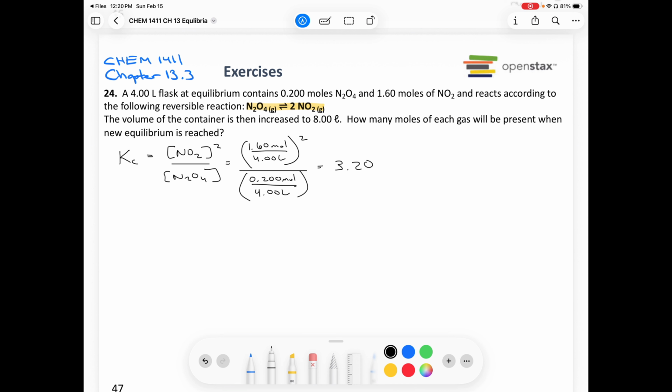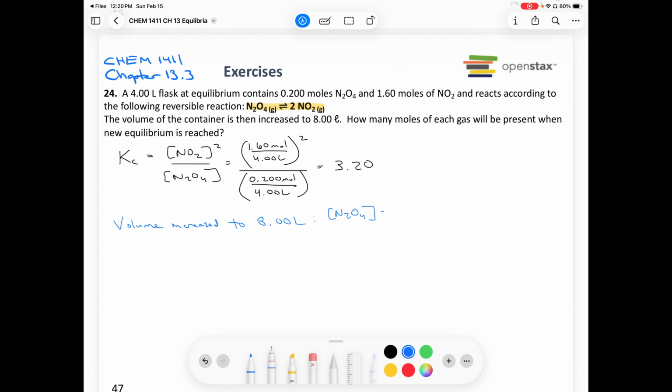And so now what we're going to do is we're going to increase the volume from 4 liters to 8 liters. And so when we increase the volume, it's going to change the initial concentration of the dinitrogen tetroxide, the N2O4, and the NO2. So I'll put here volume increased to 8.00 liters.